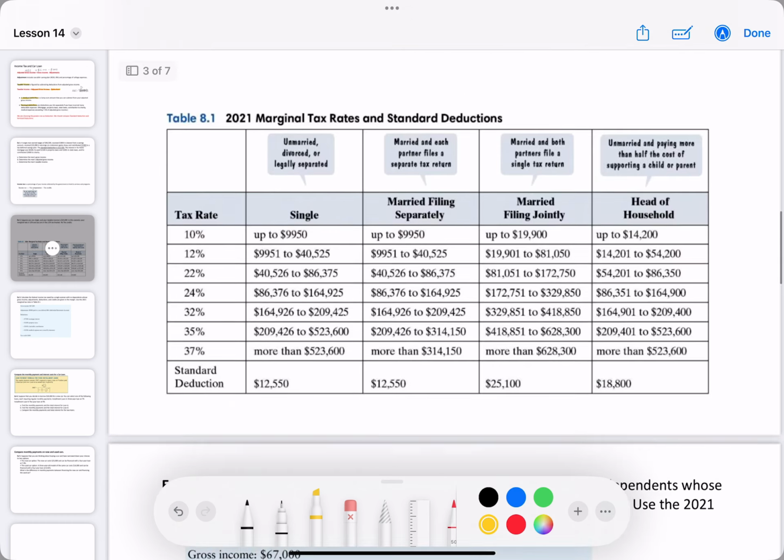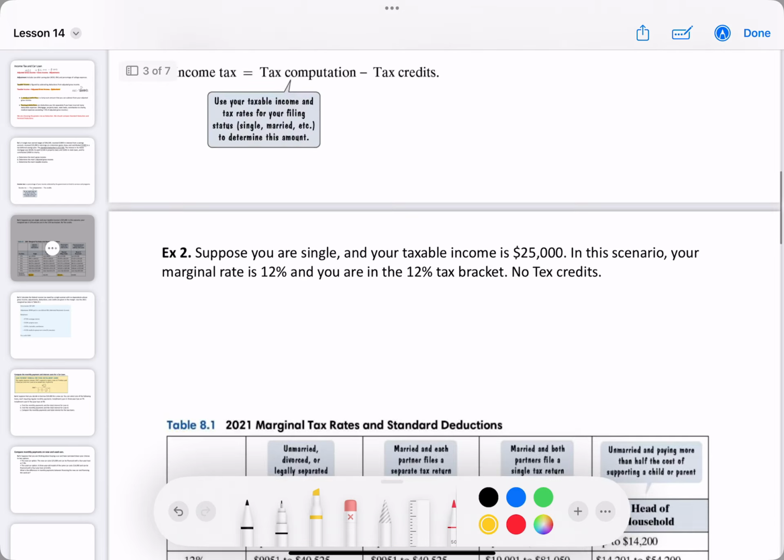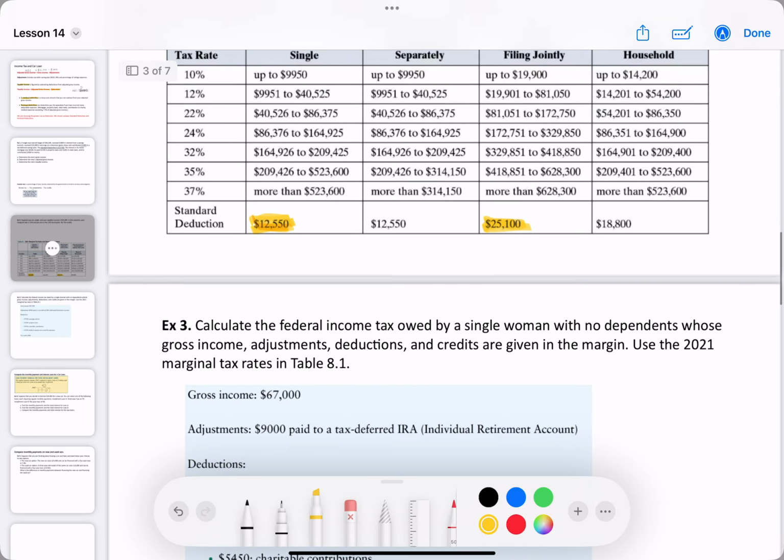For example, on the tax table, if you are single, your standard deduction is 12,550. And if you are married and both partners file a single tax return, your standard deduction is this amount of money. Okay, let's erase this.